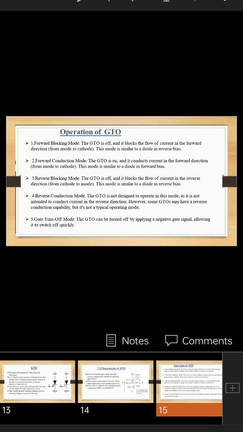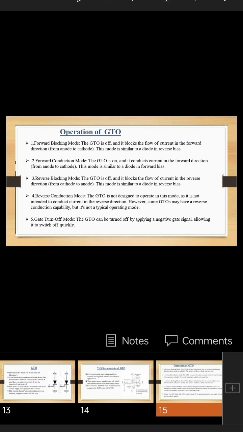Operation of GTO: forward blocking mode. The GTO is off and it blocks the flow of current in the forward direction from anode to cathode. This mode is similar to a diode in reverse bias. Forward conduction mode: the GTO is on and it conducts current in the forward direction from anode to cathode. This mode is similar to a diode in forward bias.